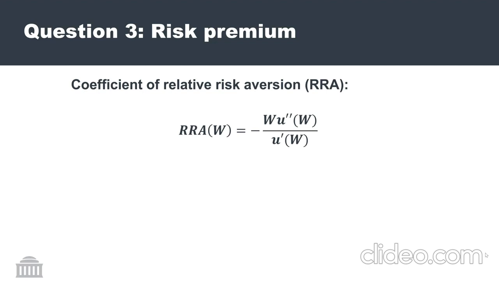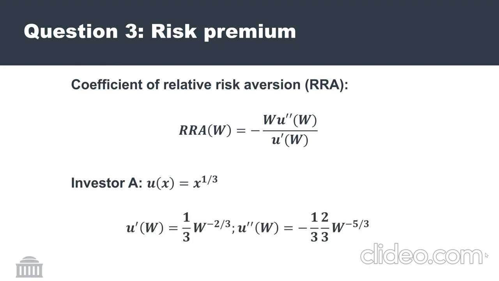By definition, relative risk aversion of a given investor with wealth W is given by the following expression. So it's negative wealth multiplied by the second derivative of the utility function evaluated at W, divided by the first derivative of the utility function evaluated at W. Let's start with the first investor. Her utility function is this. It's x raised to the power 1 over 3.